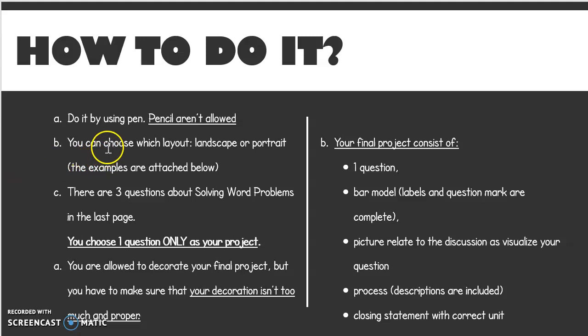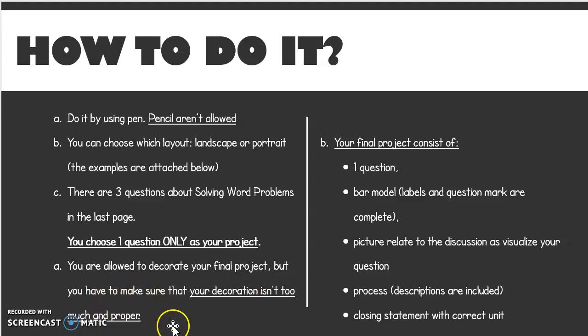Okay, how to do it, miss? The first thing, you have to use pen. Pencil is not allowed, okay? And then you can choose which layout you want, landscape or portrait. I will show you the examples later. And then there are 3 questions about solving word problems, but you only need to choose one, okay? You choose one question only as your project.